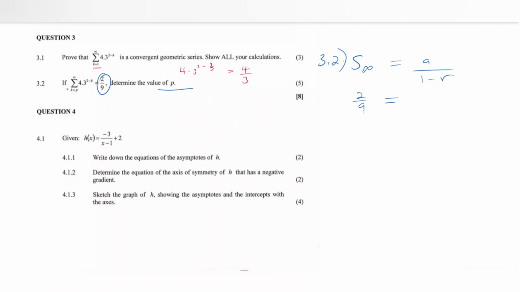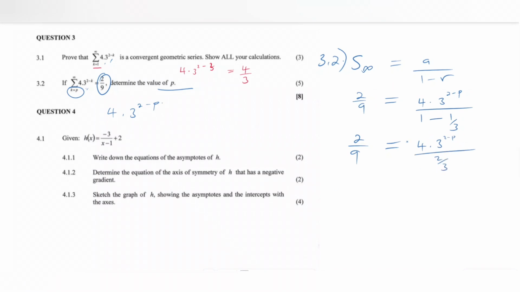So the first term is when you substitute with k is equal to p. So that will be 4 multiplied by 3 power 2 minus p, like that. That's our first term. So 4 times 3 power 2 minus p, all over 1 minus r. Our ratio is 1/3, because you can see this is the same sequence where we got 1/3 as our ratio. So we are going to substitute with 1/3. This is going to be 2 over 9 is equal to 4 multiplied by 3 power 2 minus p over 2/3.